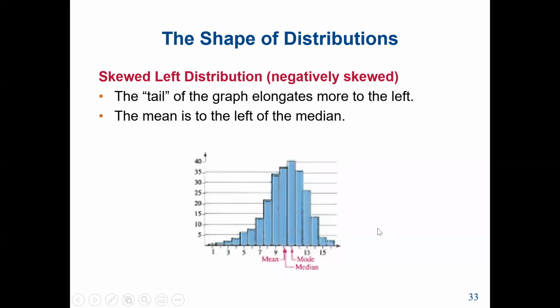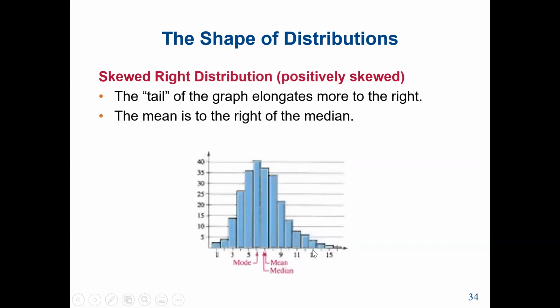We can also skew to the right. Here we say the tail of the graph elongates more to the left. The mean is to the left of the median. So in this case, skewed to the left means the median value will be greater than the mean. So that's why the skewness value will be negative. That's why it's called negative skewed. When the distribution is skewed to the left, it's negatively skewed because the median value is greater than the mean. To find the skewness is mean minus median.